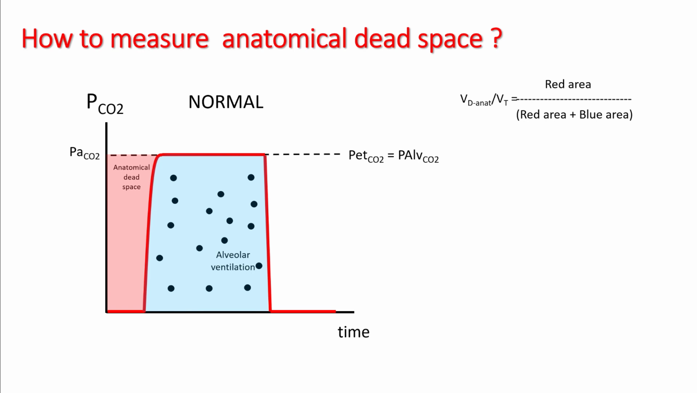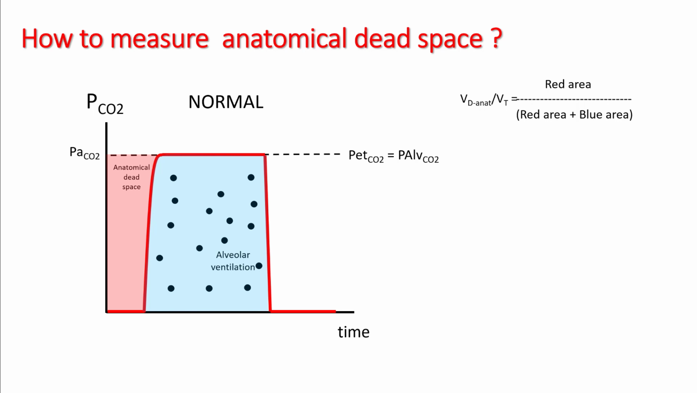So how do you measure anatomical dead space? Let's take an example of a normal capnogram. A normal capnogram does not have any alveolar dead space. So the area in red is your anatomical dead space and the area in blue is your alveolar ventilation. VD by VT, in this case only anatomical dead space is present, would be equal to the red area divided by the total red plus blue area.